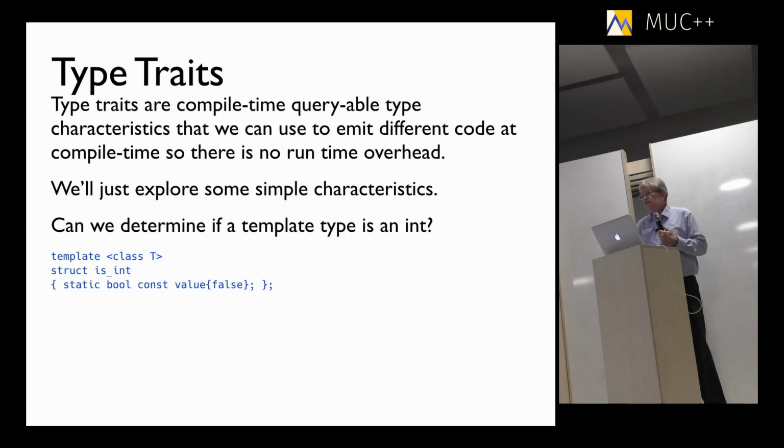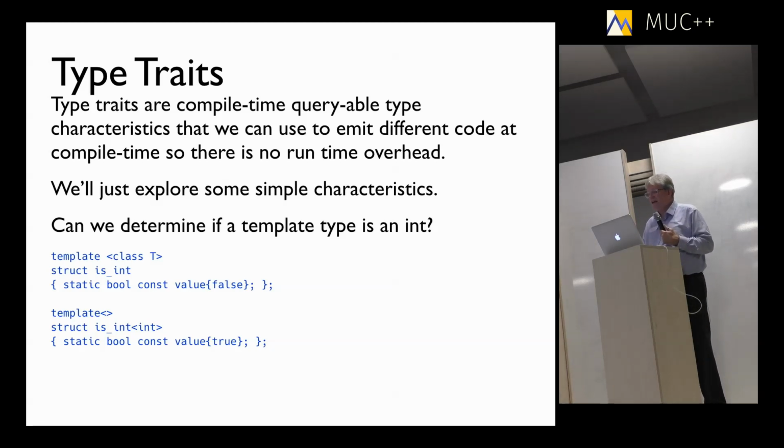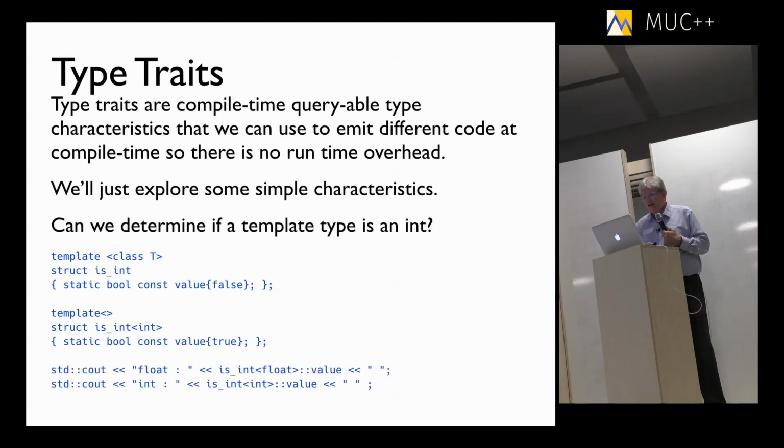Now we need to handle the situation, well, what if T really is an int? The way we handle that is by specializing this. So we're going to specialize this for the case where it is an int, and in that specialization, we will set the value to be true instead of false. That allows us to do something like isInt of float and isInt of int, and of course, float is false and int is true.